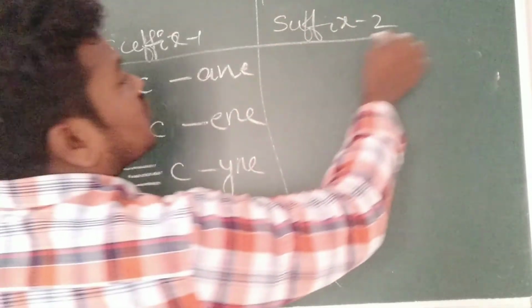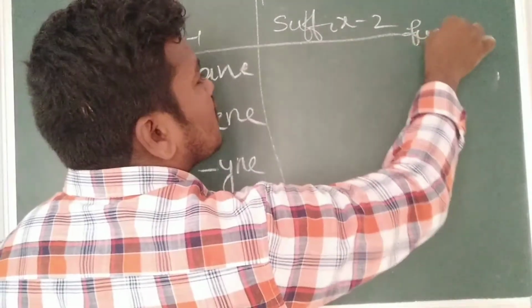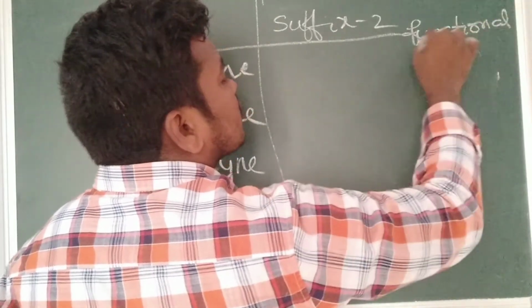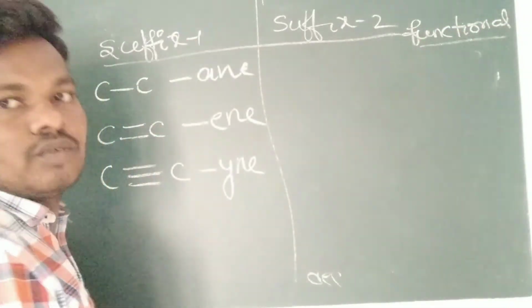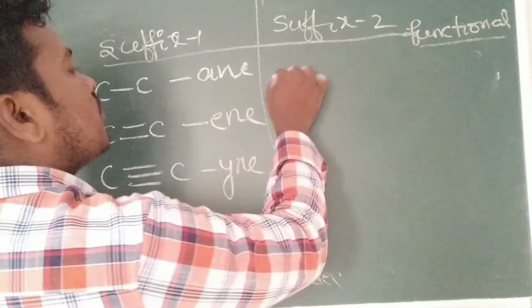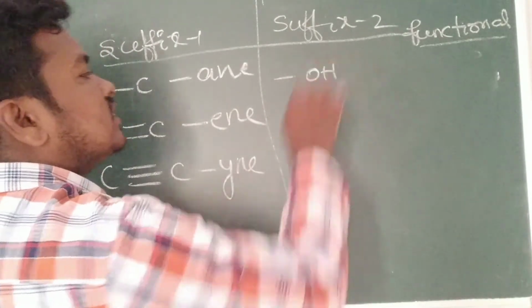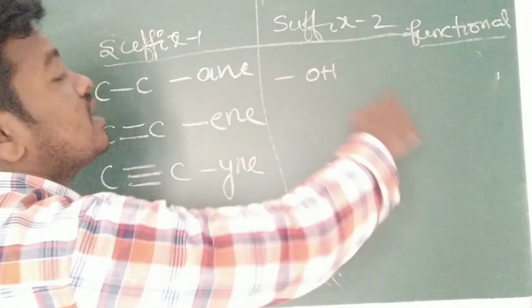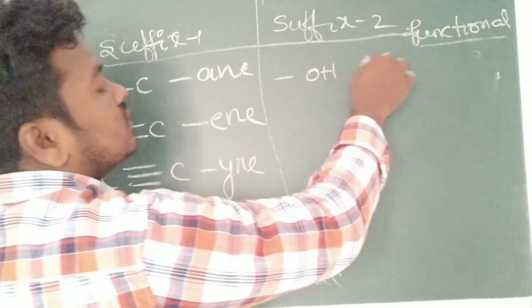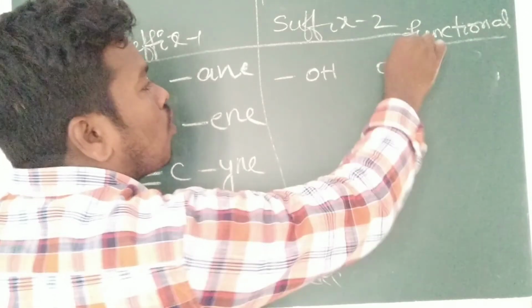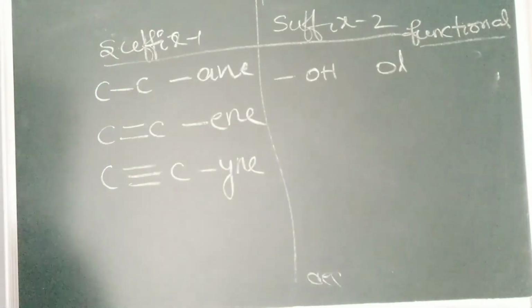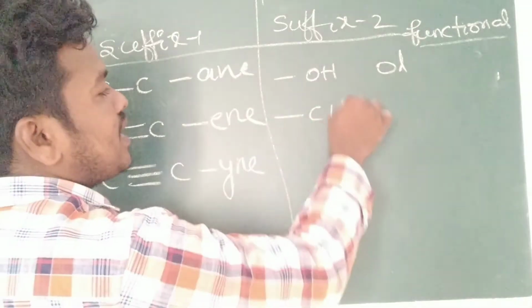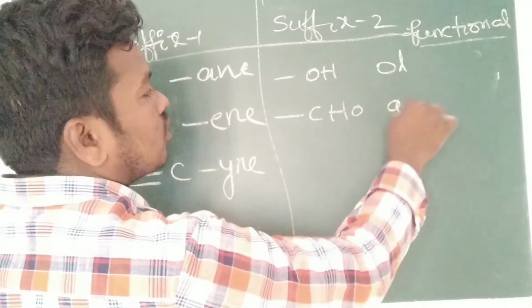What is meant by suffix 2? Suffix 2 is talking about the functional group. Of course, we will learn about the functional group separately in the next class. For example, if an OH group is presented, generally we call it hydroxy. But here, when adding the suffix, we have to add "ol", suffix 2. For example, if aldehyde is presented, we have to add "al".